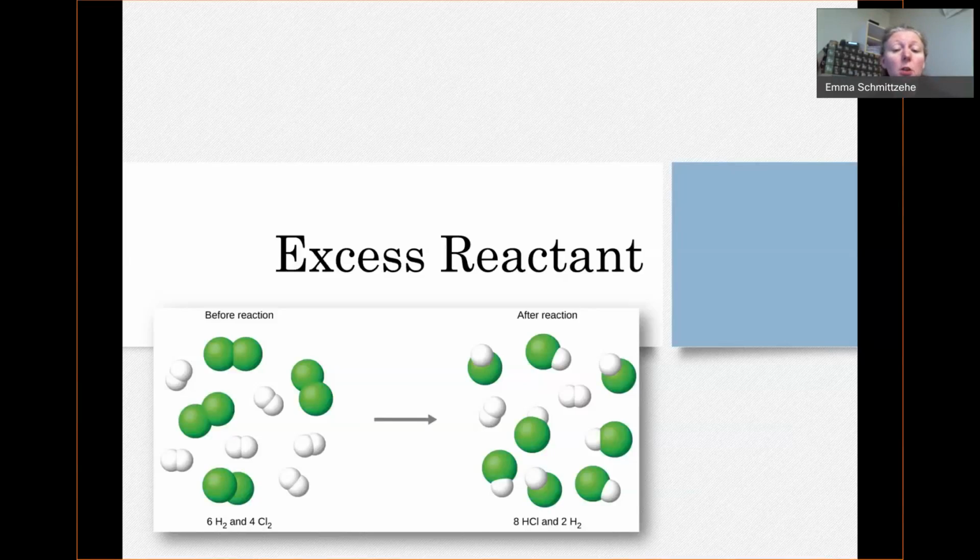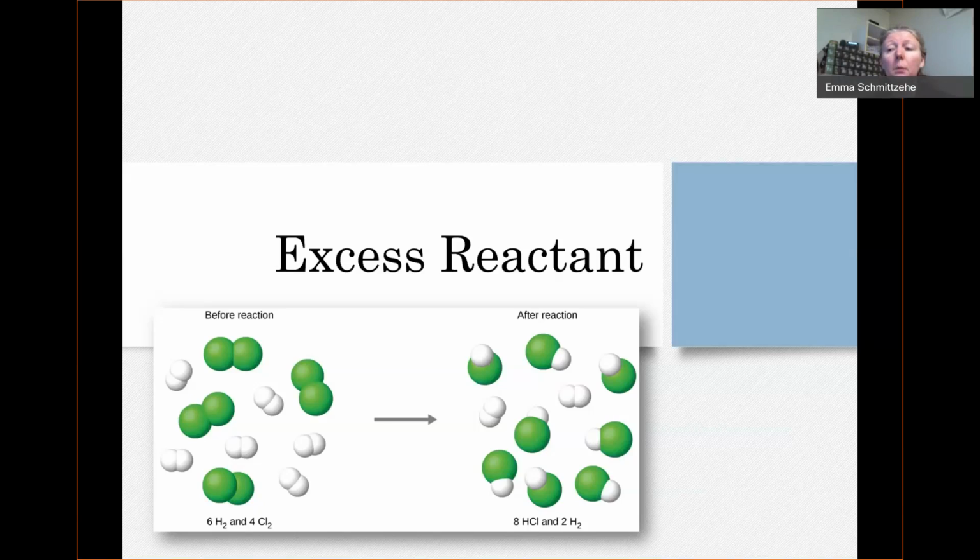out first. And so at the end of the reaction, if there was a limiting reactant and an excess reactant, what you would have at the end of the reaction is you would have your product and then you would have some of the excess reactant remaining.